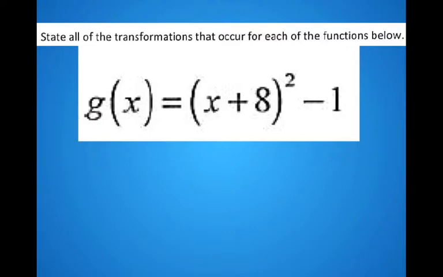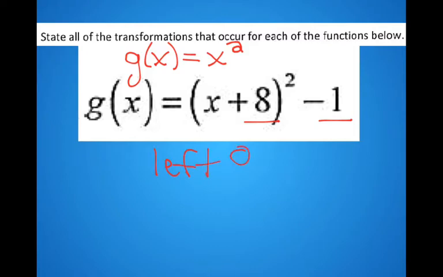State all the transformations. So when you're looking at this one, you can tell that the parent graph is g of x equals x squared. But it's had a few transformations, so it's had these two transformations. That plus 8 in the parentheses will move it to the left 8 units. So let's just say that this would be left 8 units, and let's say this would be down 1 unit. Keep it simple.